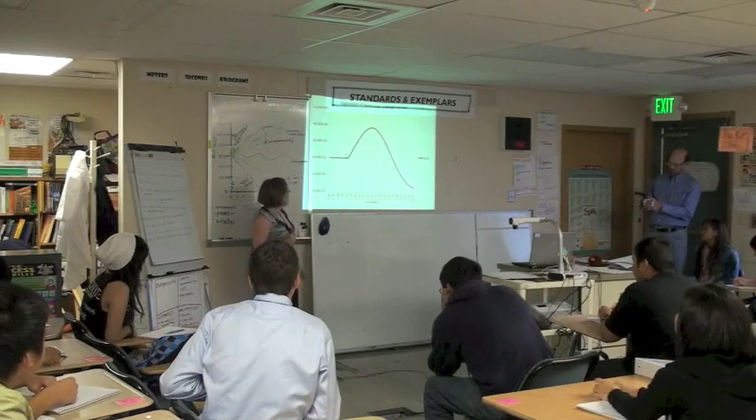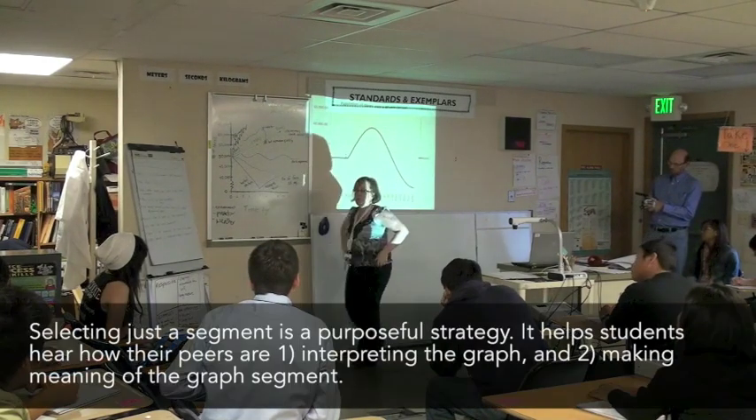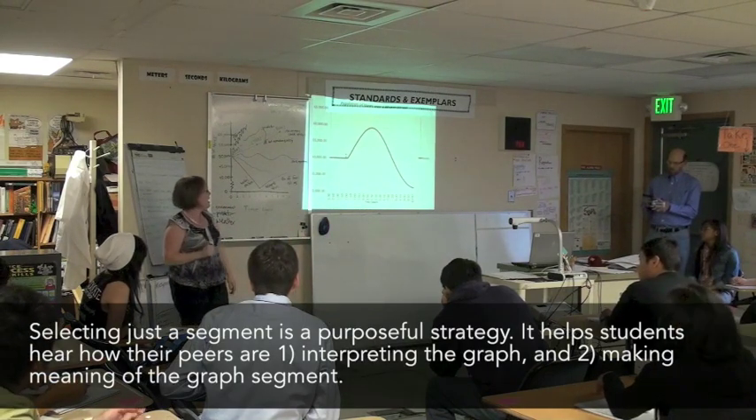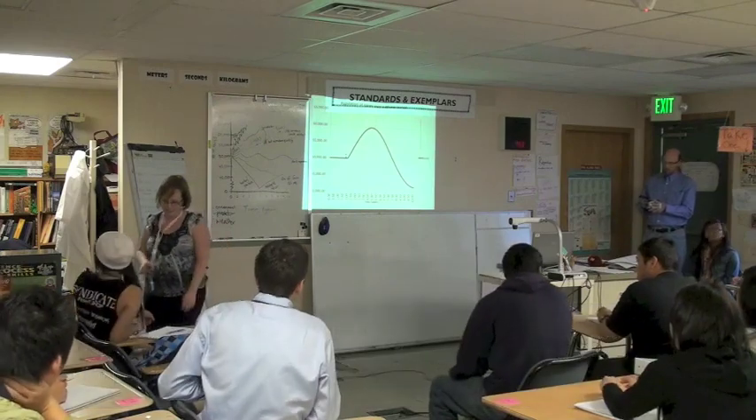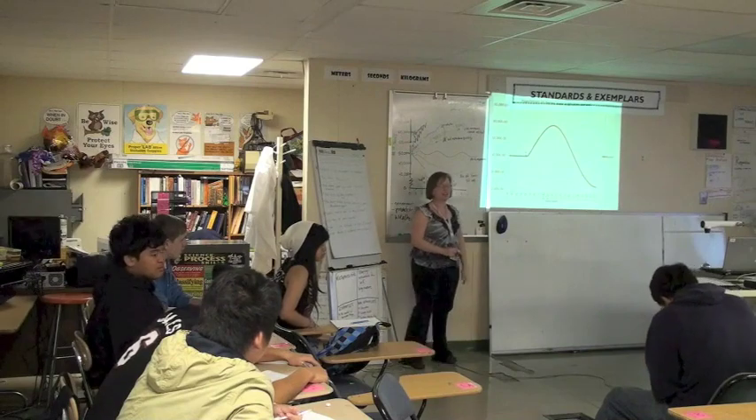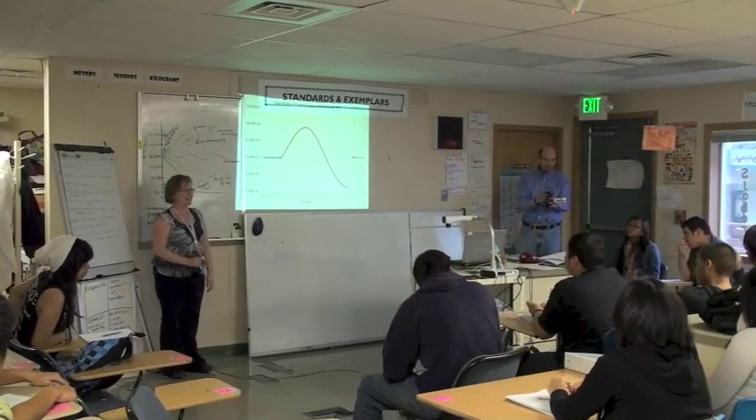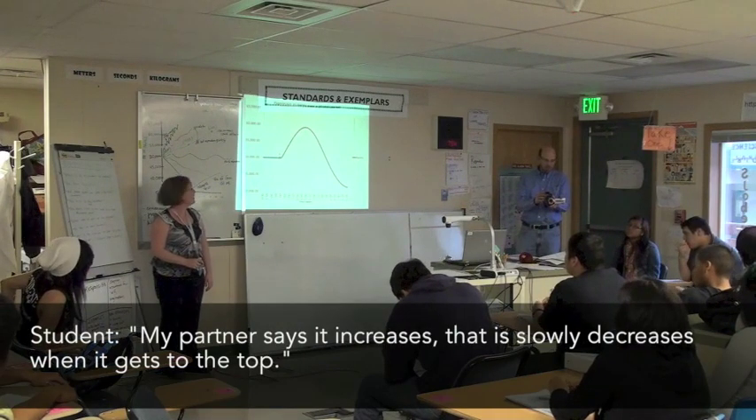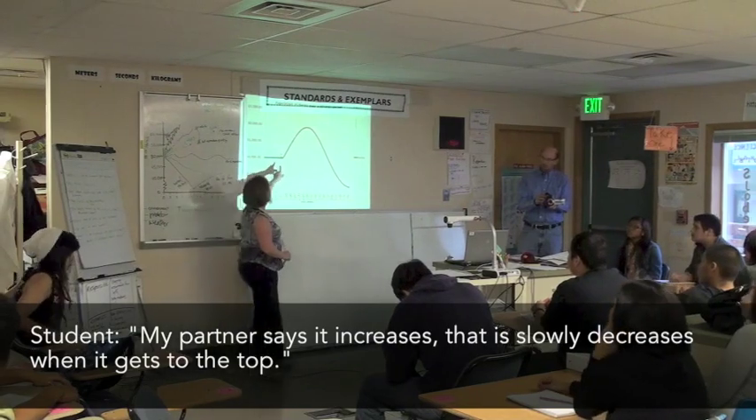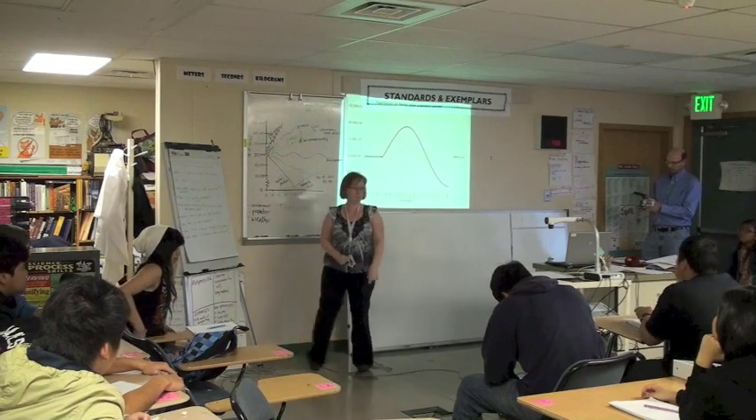Okay, so we're going to go ahead now and move to segment 2, which is from here to here. And B, you're going to tell A what you see. A, you're going to agree or disagree, tell them why, and then you'll write it in your notes. A volunteer? My partner said that it increases, then it slowly increases when it gets to the top. Okay, so you see that it's increasing here and then it's increasing slower right there.